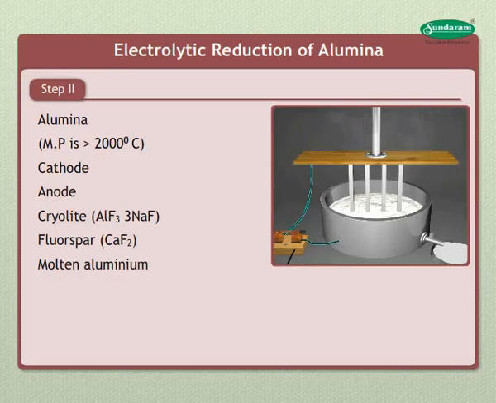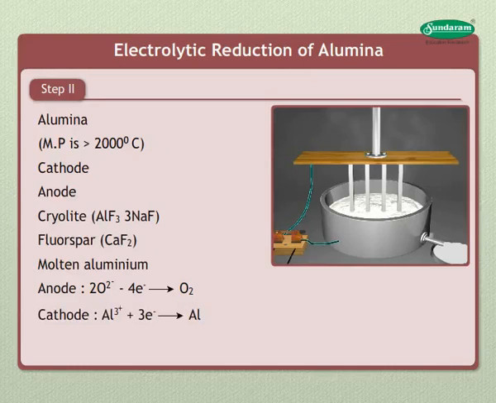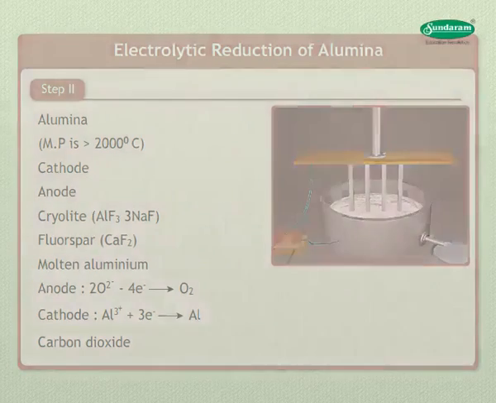The electrode reactions are shown below. At the anode, 2O2 minus gives O2 plus 4e minus. At the cathode, Al3 plus plus 3e minus gives Al. The oxygen gas liberated reacts with the carbon anode and forms carbon dioxide. As the anode gets oxidized during the electrolysis of alumina, it has to be replaced from time to time.